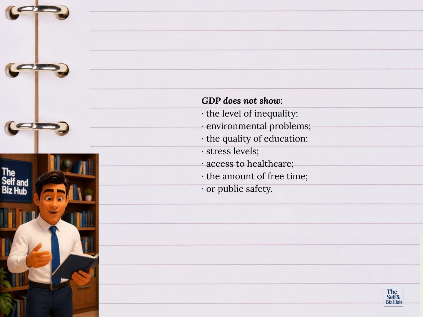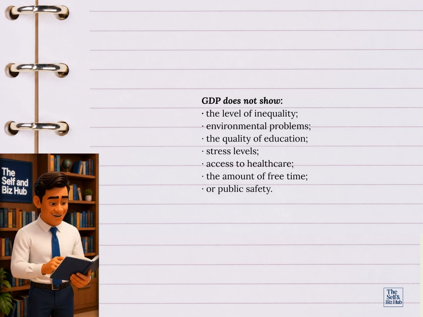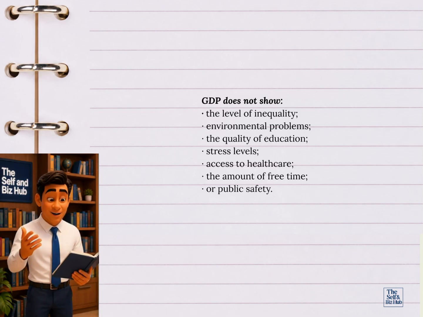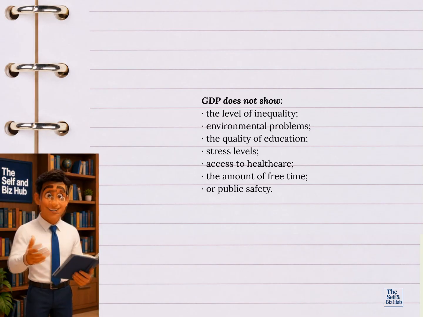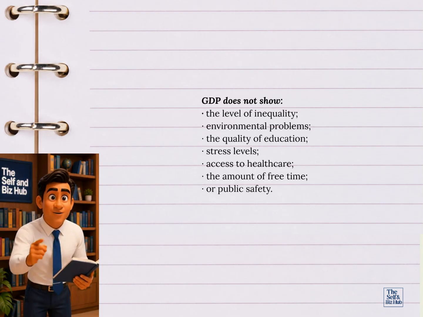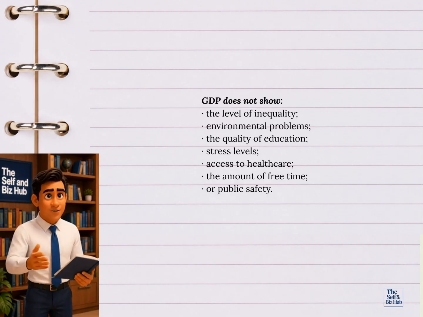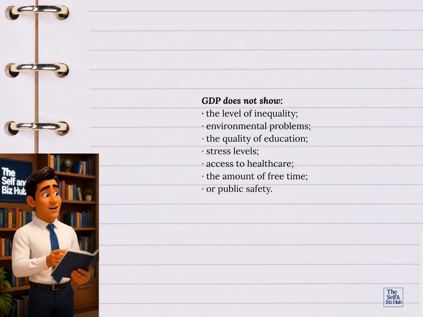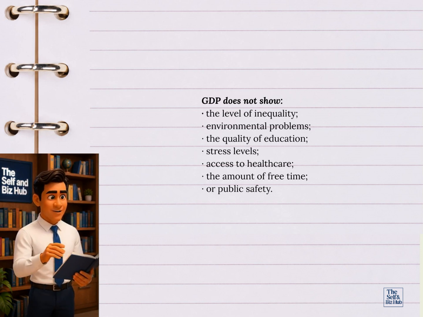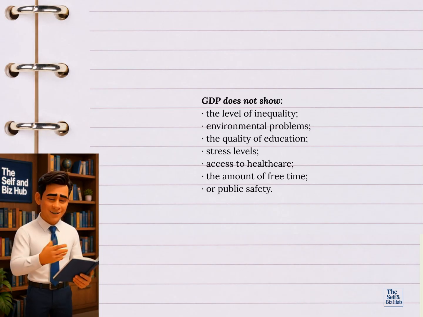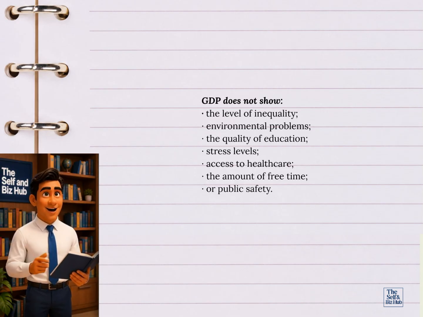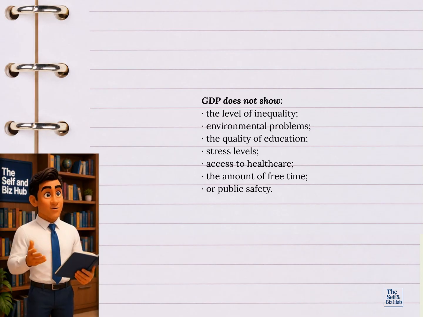For example, GDP does not show the level of inequality, environmental problems, the quality of education, stress levels, access to healthcare, the amount of free time, or public safety. In addition, many valuable activities are not included in GDP at all. For example, household work, childcare, volunteering. Another issue is the shadow economy. In many countries, part of the business sector operates unofficially. These incomes often do not appear in official statistics.